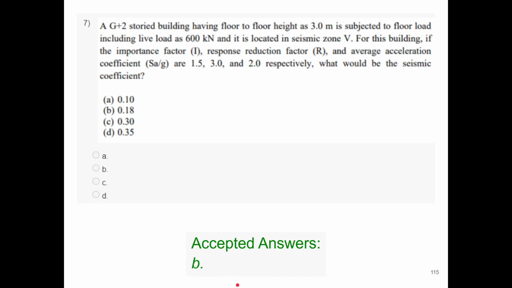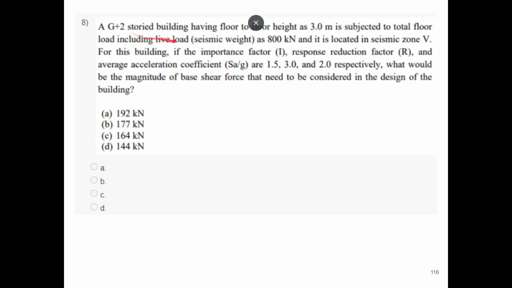Eighth question. A G plus 2 storied building having floor to floor height as 3 meter is subjected to total floor load, including live load, seismic weight as 800 kilonewton, and it is located in seismic zone 5. For this building, if the importance factor I, response reduction factor R, and average acceleration coefficient SA by G are 1.5, 3, and 2 respectively, what would be the magnitude of base shear force that need to be considered in the design of the building? A 192 kilonewton, B 177 kilonewton, C 164 kilonewton, or D 144 kilonewton.